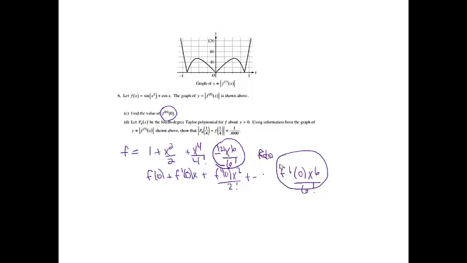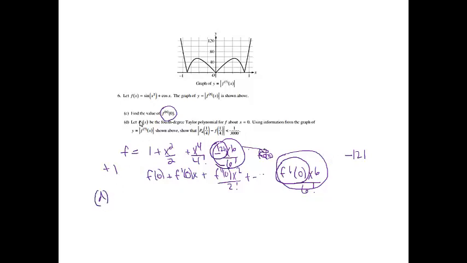So notice if I'm comparing these two parts, they both have the x to the 6th, they both have the 6 factorial. So that must mean that the 6th derivative of f is going to match this number right here, which is negative 121. So my answer, the 6th derivative at 0, is equal to negative 121. That is worth 1 point.